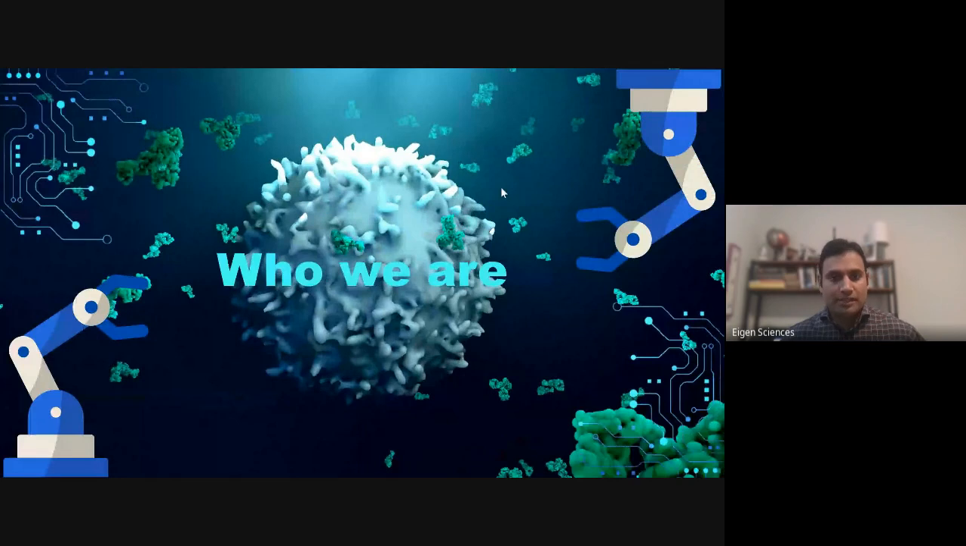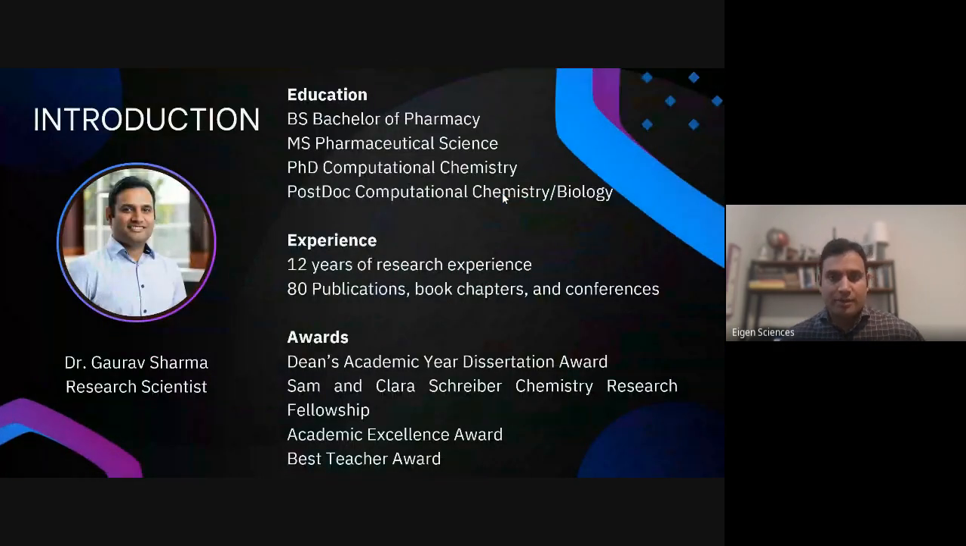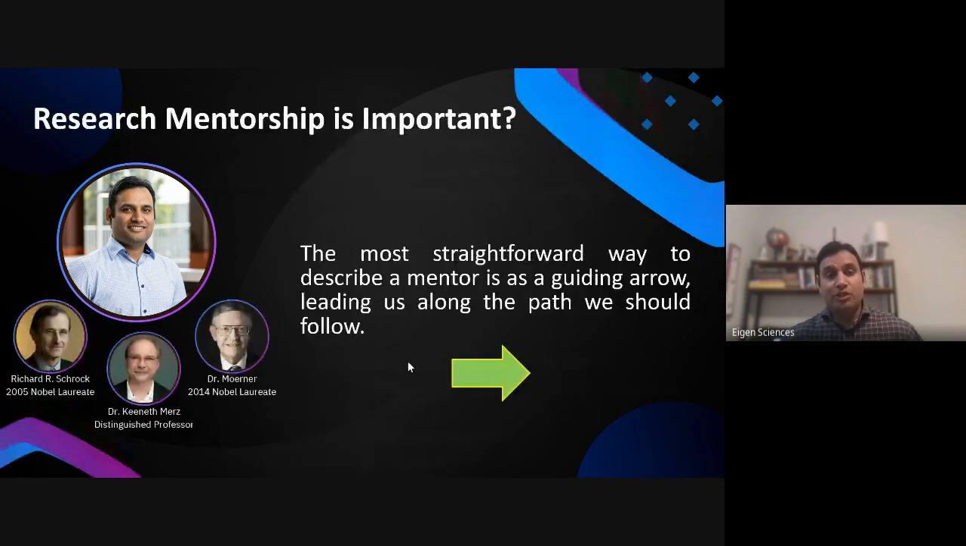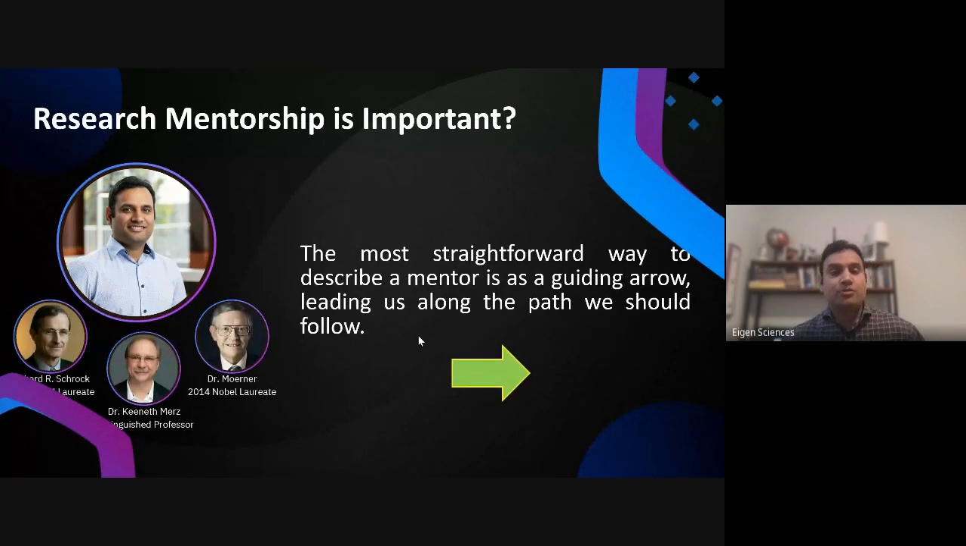So, as I said, my name is Gaurav Sharma. I have a PhD in computational chemistry. Then I did a postdoc in computational chemistry and biology. I have 12 years of research experience, 80 publications, book chapters, and conferences. These are some of the awards, and all the credit goes to my mentor who guided me, who showed me the right path. And I would say research mentorship, or mentorship in general, is very important in academic life.